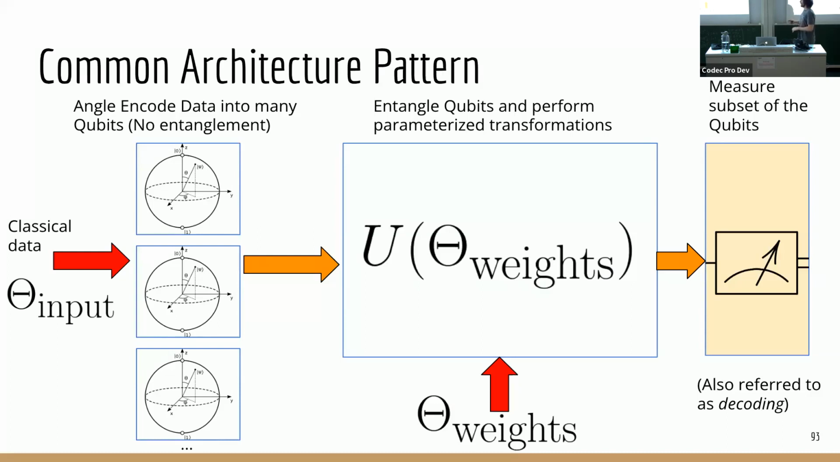And then we have some next section of the quantum circuit, which is parameterized by these thetas, which represent the weights. In this section, we are generally entangling the qubits in some way, and we are also performing transformations that are parameterized by some tunable weights. And then finally, we are measuring a subset of these qubits for further processing. This process can also be referred to as decoding.